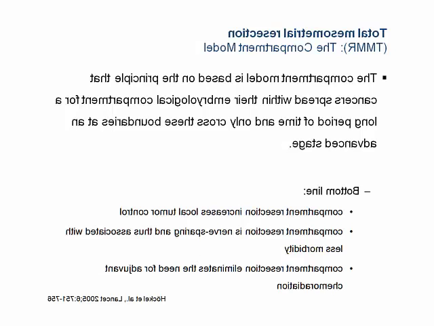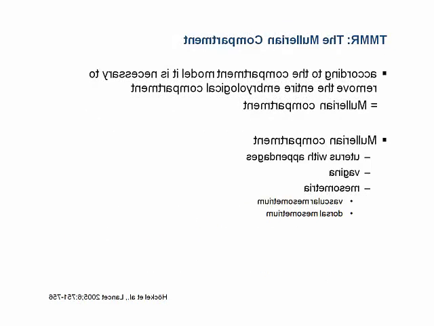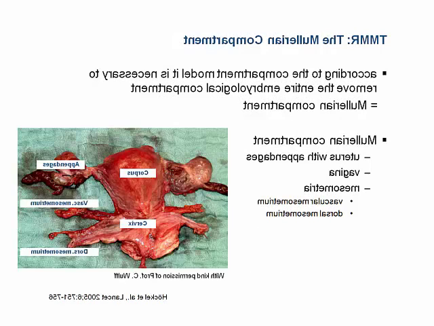The relevant compartment in this case is the Müllerian compartment, which includes the uterus, the tubes, the vagina, the mesometrium, comprising the vascular mesometrium and the dorsal mesometrium. The TMMR model requires the removal of the entire Müllerian compartment. I will discuss the significance of this procedure for the prognosis in more detail when I come to adjuvant chemoradiation. On the right-hand side, you can see a resected specimen.